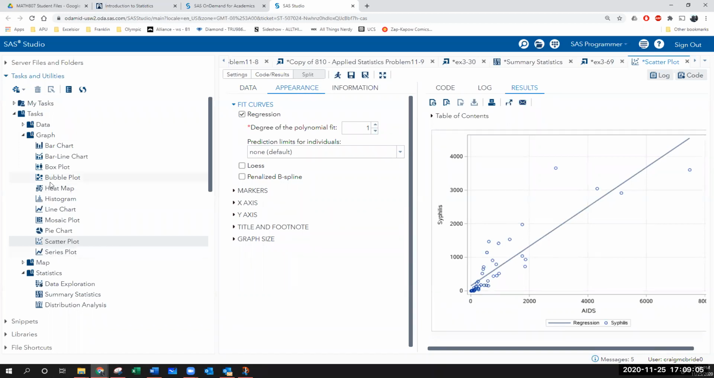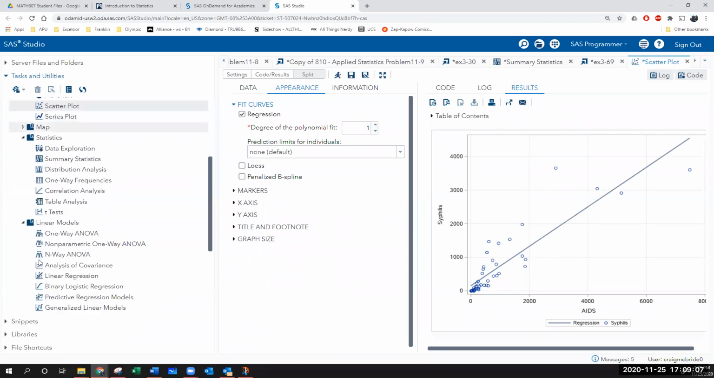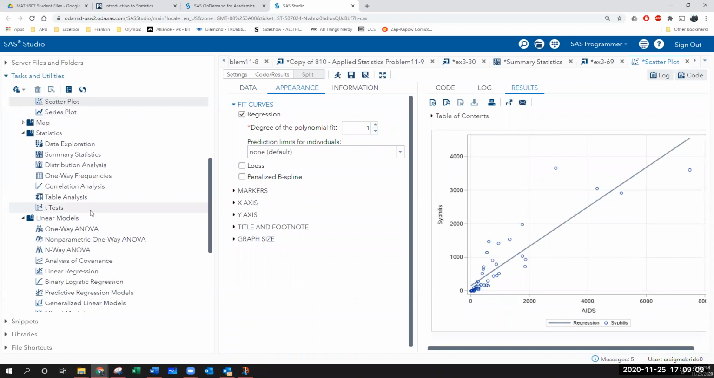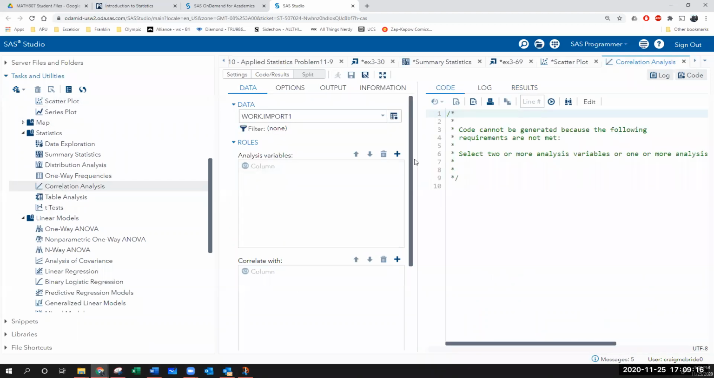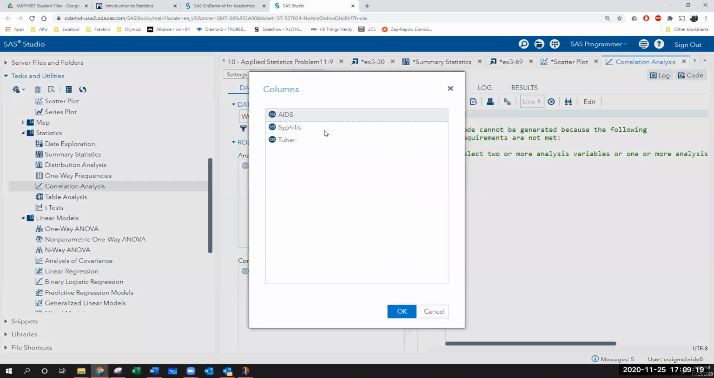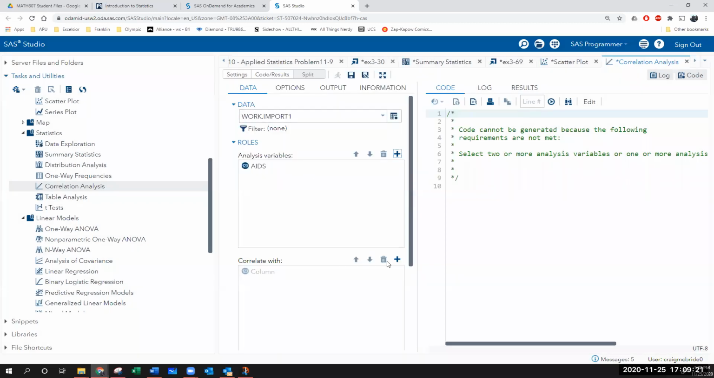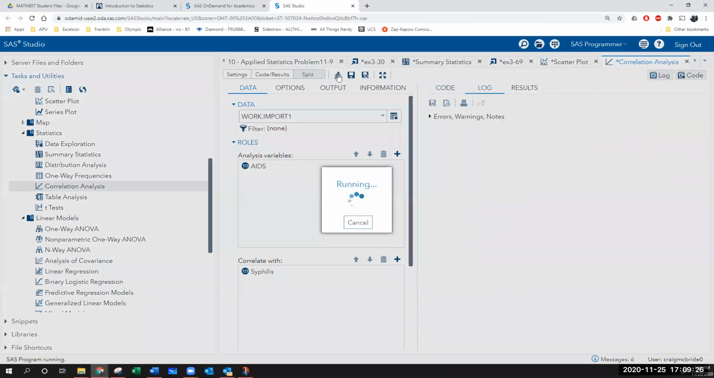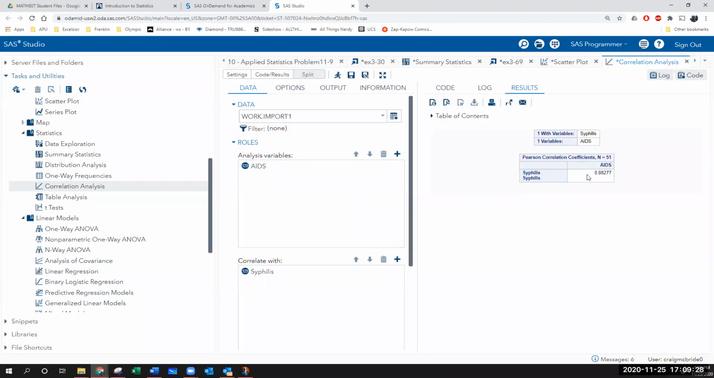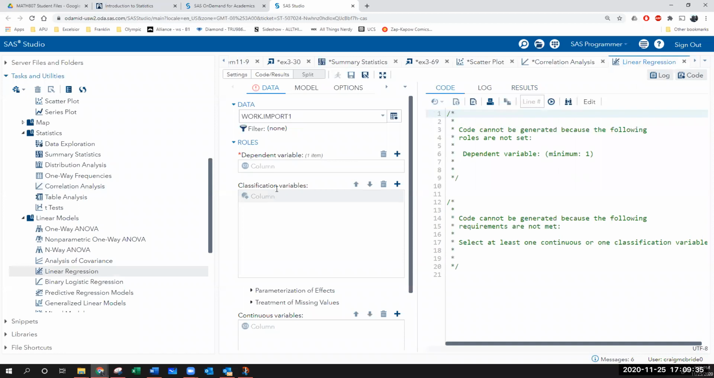So then maybe instead of just doing the graph, you could come down here and you could look at, well, correlation analysis. I could run that. If I double click on correlation analysis, and then I put in AIDS correlates with syphilis and run that, well, then I'm going to get the correlation. So in this little box, there's my correlation. But I can also go and just run linear regression and kind of get the whole thing all at once.